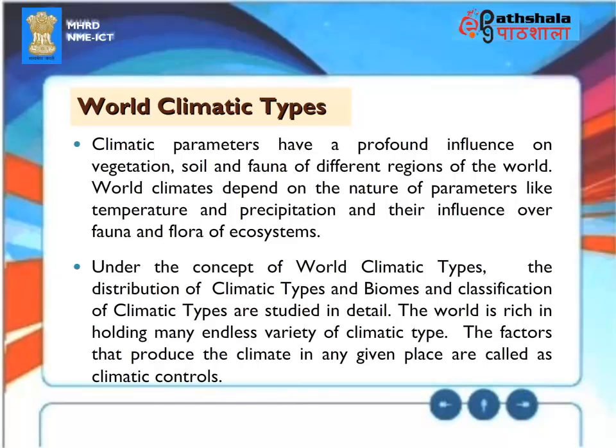World climatic types. Climatic parameters have a profound influence on vegetation, soil, and fauna of different regions of the world. World climates depend on the nature of parameters like temperature and precipitation and their influence over fauna and flora of ecosystems. Under the concept of world climatic types, the distribution of climatic types and biomes and classification of climatic types are studied in detail. The world is rich in holding an endless variety of climatic types. The factors that produce the climate in any given place are called climatic controls.